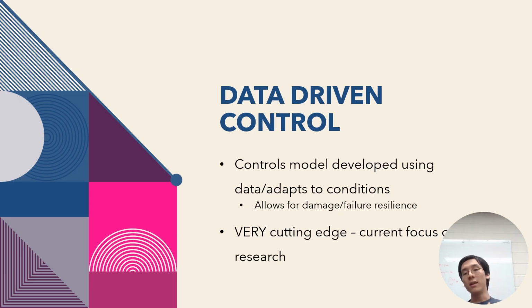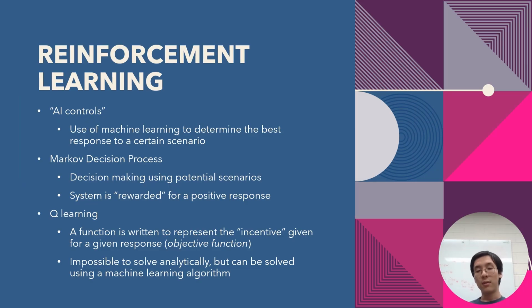One other technique that can be used is data-driven control. That's something that is adaptable to the conditions, which allows for damage or failure resilience, but that's a very cutting-edge technique, which is a current focus of controls research. Another, more advanced way to do controls is reinforcement learning. Basically, that's quote-unquote AI controls. You use machine learning to determine the best response of a system in a certain scenario.